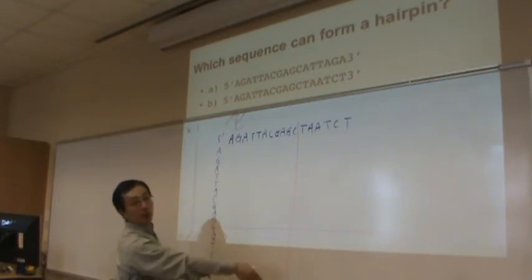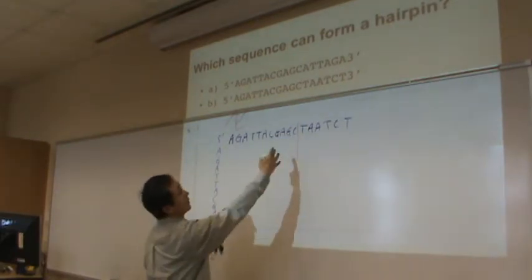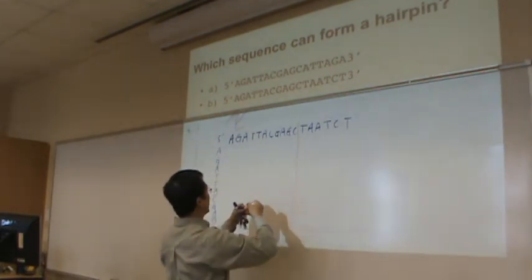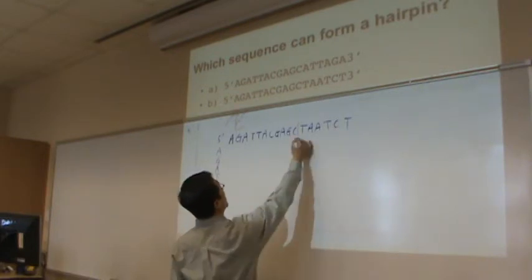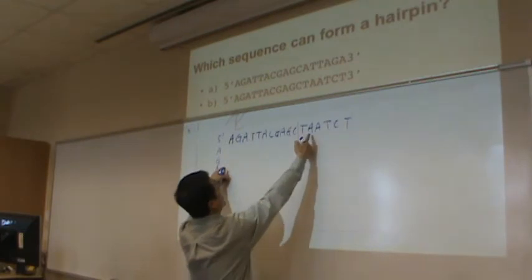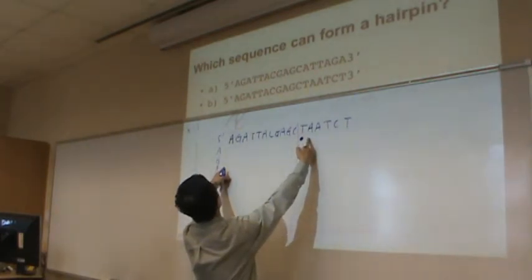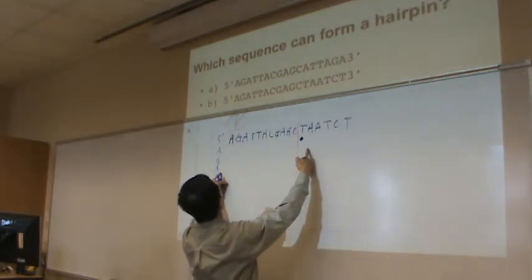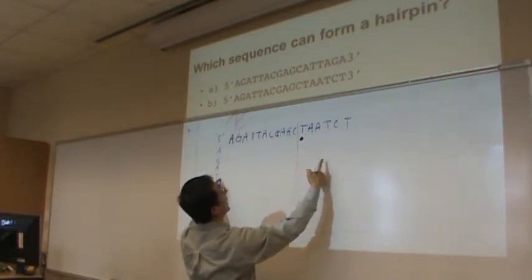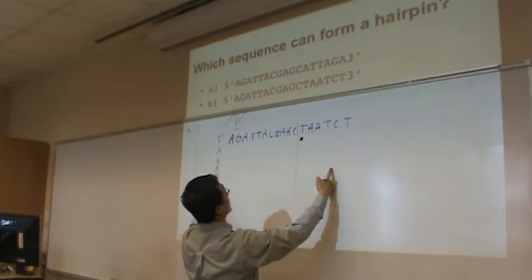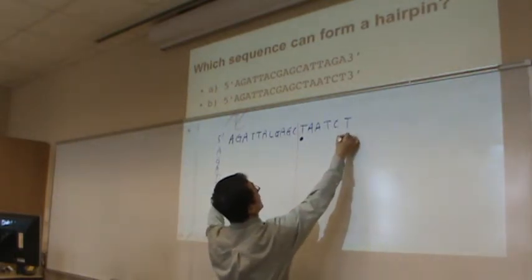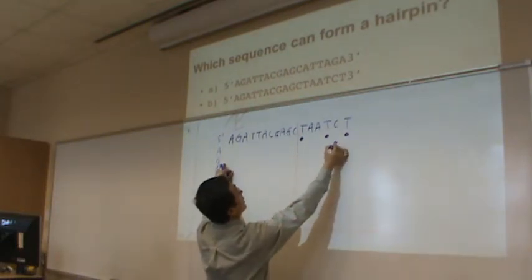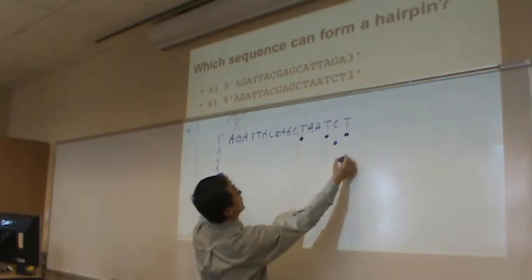This is the back, the end of the sequences. So I'm going to look at whether A and T are going to base pair. So I'm going to put a dot here. G and A is not, so that's not. A and A is not. T and T is not. T and C is not. But A and T is okay. A and T is here. A and T is here, right? G and C is here. A, T.